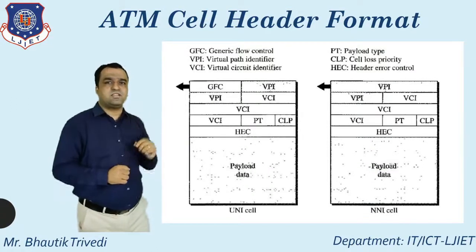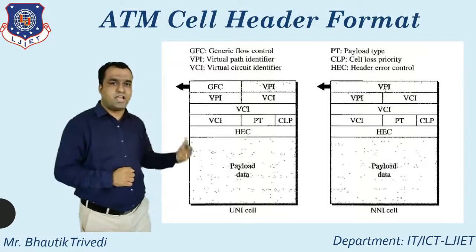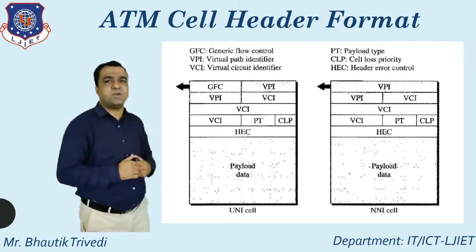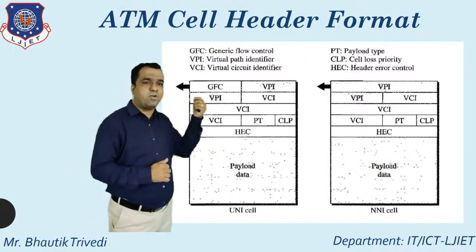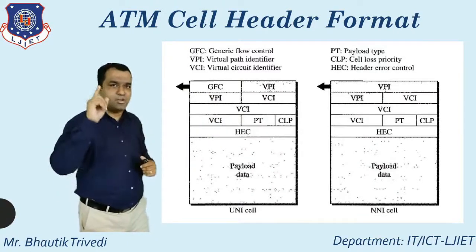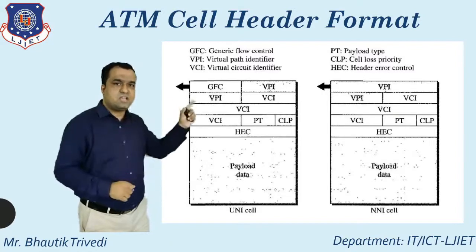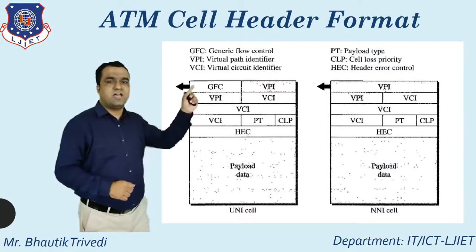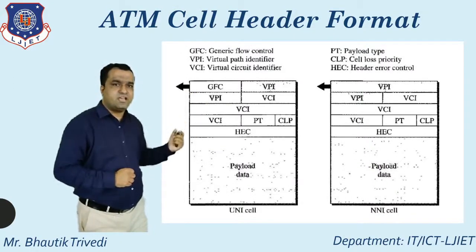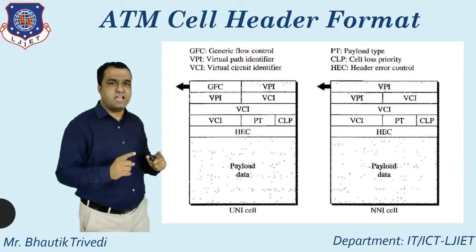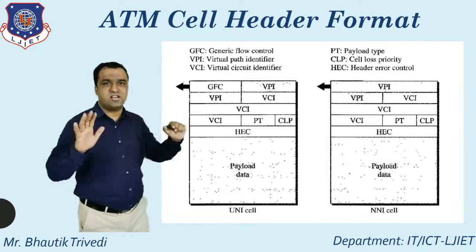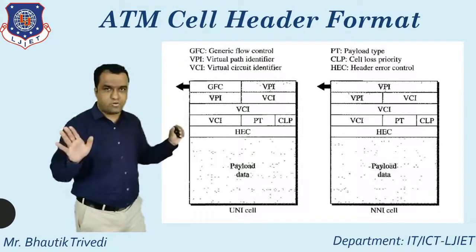If you want to establish the connection between the UNI and NNI, the ATM cell header format for the UNI is different, and the ATM cell header format for the NNI is different. The main difference is that in UNI the GFC exists, but in case of NNI, there is no GFC. That is the most important difference.